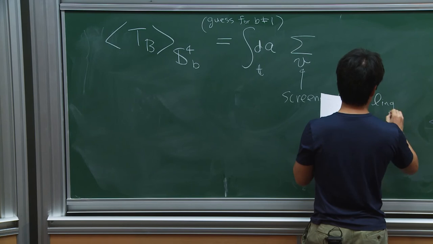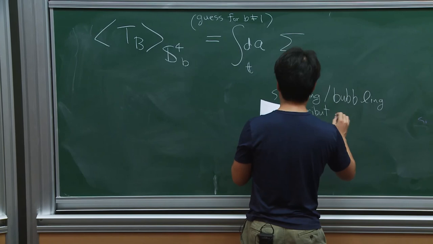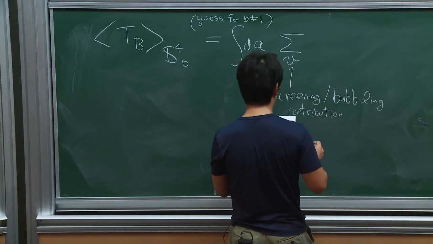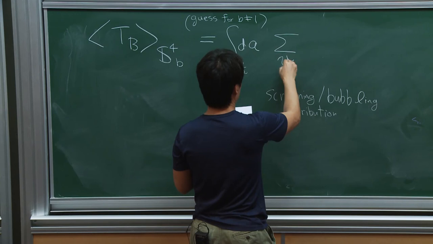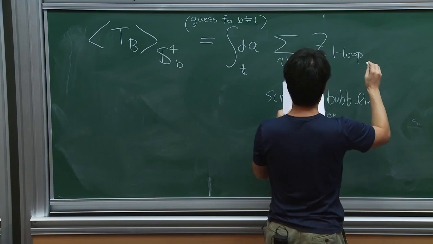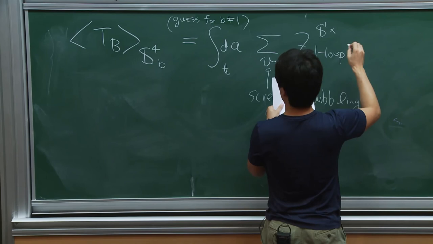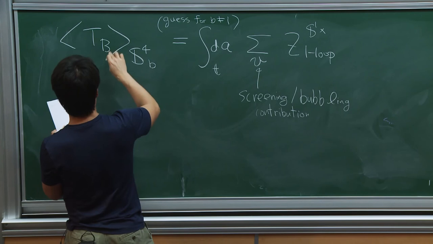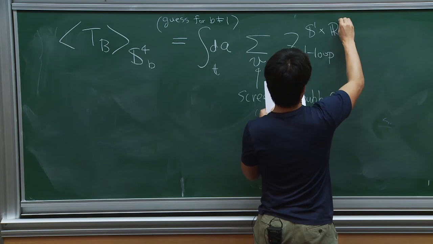So yesterday I explained the rough idea for how this comes about. So smooth monopoles get attached to singular monopoles and weaken the singularity. And this little v is the magnetic charge after such screening occurs. And there is a contribution from the region in the neighborhood of the loop operator, which locally looks like S1 times R3, so I write it in this way.